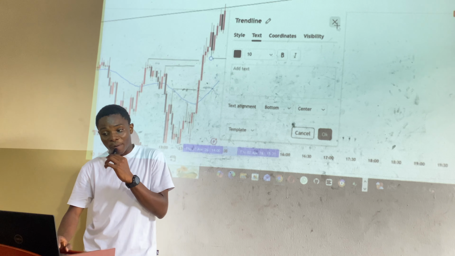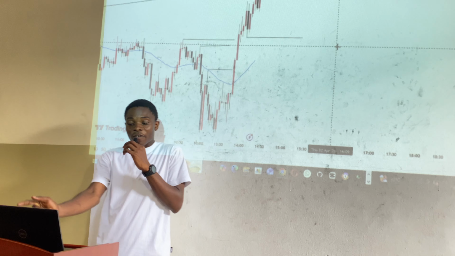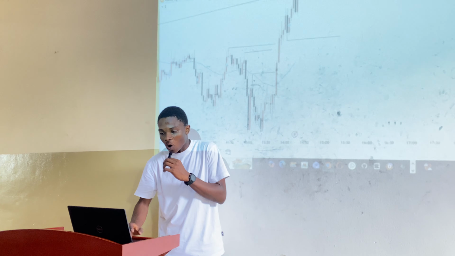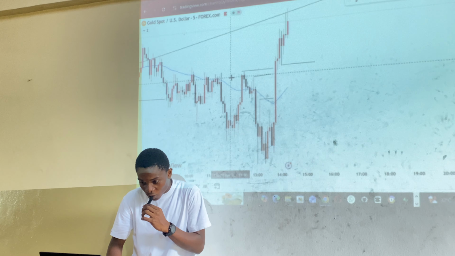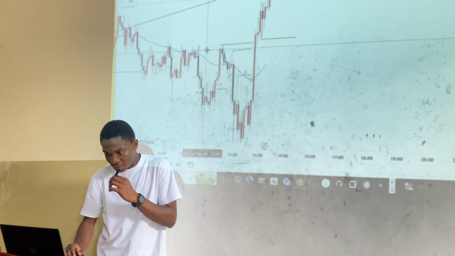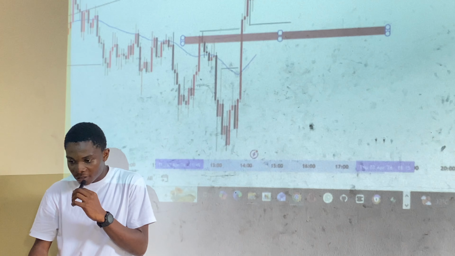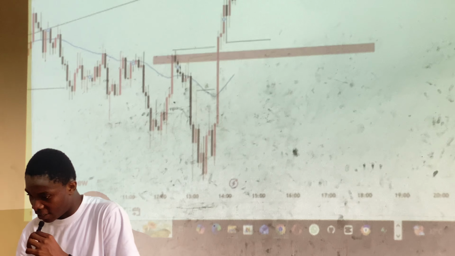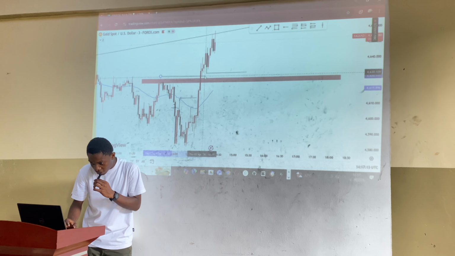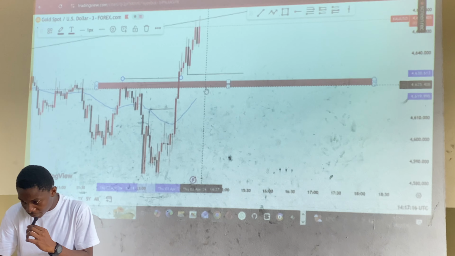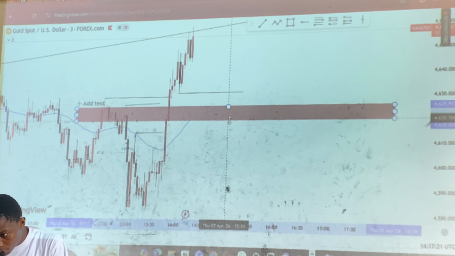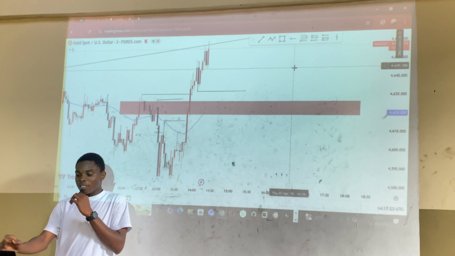So now that we have our first pullback, this becomes our inducement. The closest one is the valid point of interest. I can move to either the 5 minutes or get my point of interest on the 3 minutes. If you're on the 5 minute, this will be your point of interest. Let's move to the 3 minutes to get a better one. On the 3 minute, the closest one, it wasn't mitigated. So this is our point of interest.